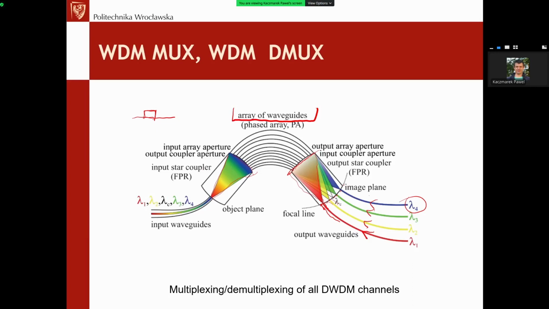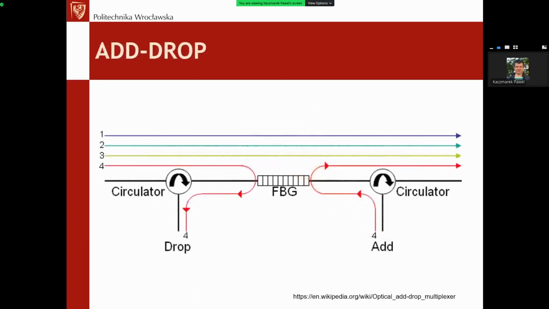This is one extremely important device for modern optical telecommunication. And the second one is the so-called add-drop optical add-drop multiplexer. And this configuration, this setup, as you can see, is using two circulators and a fiber Bragg grating.